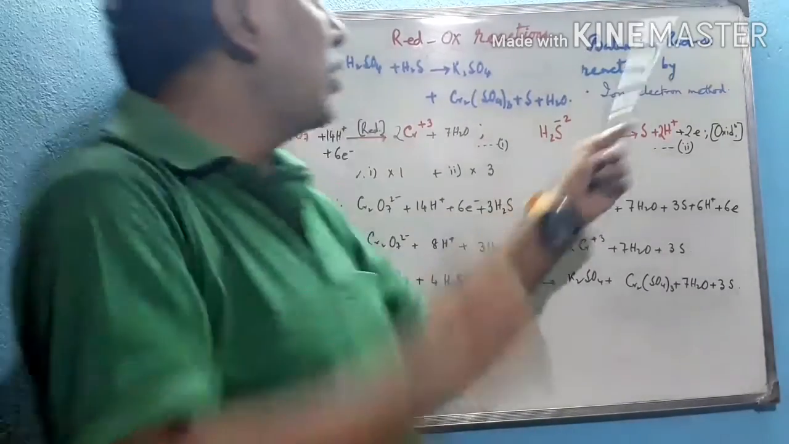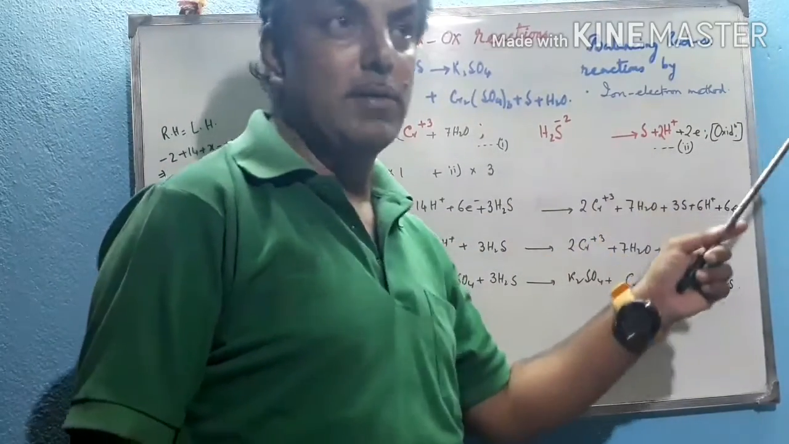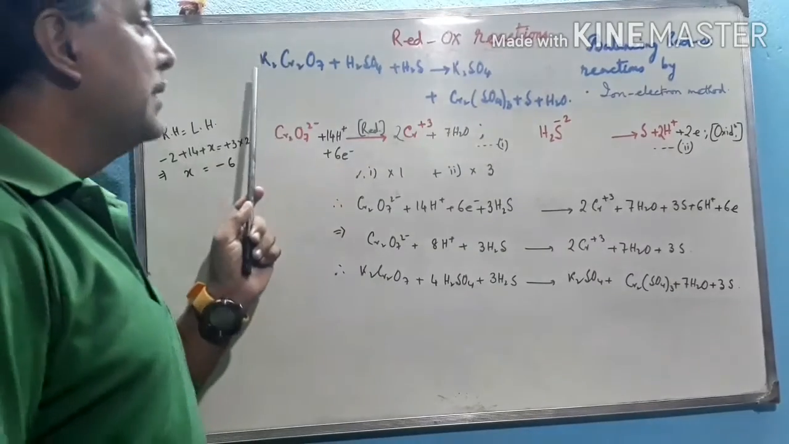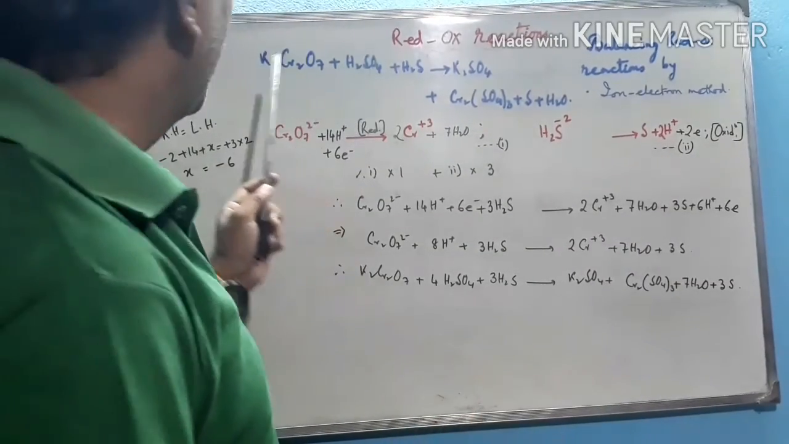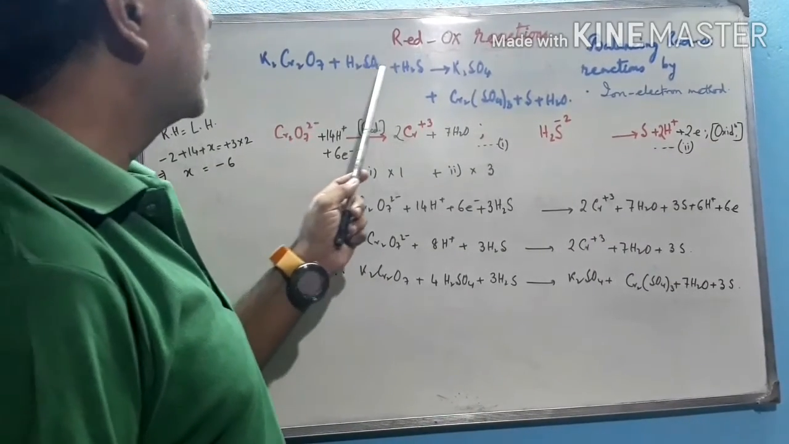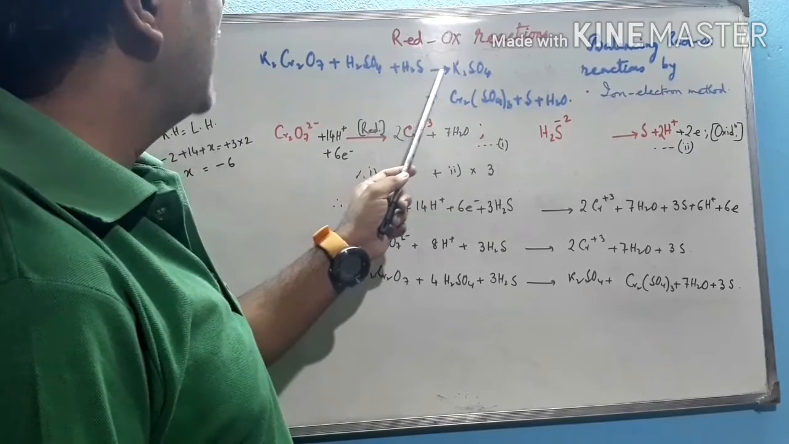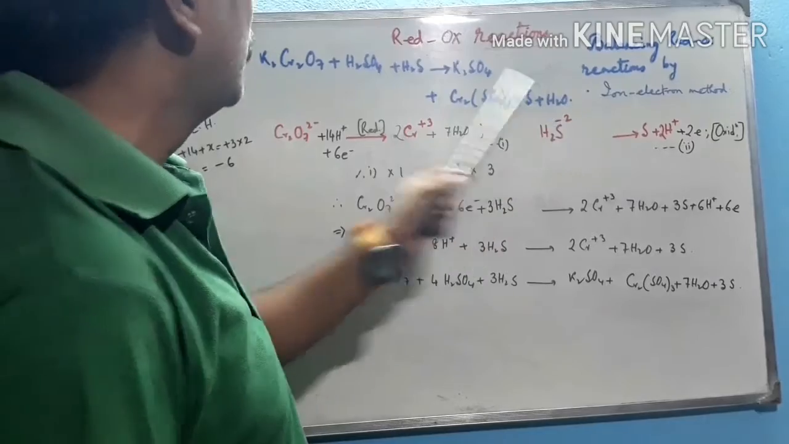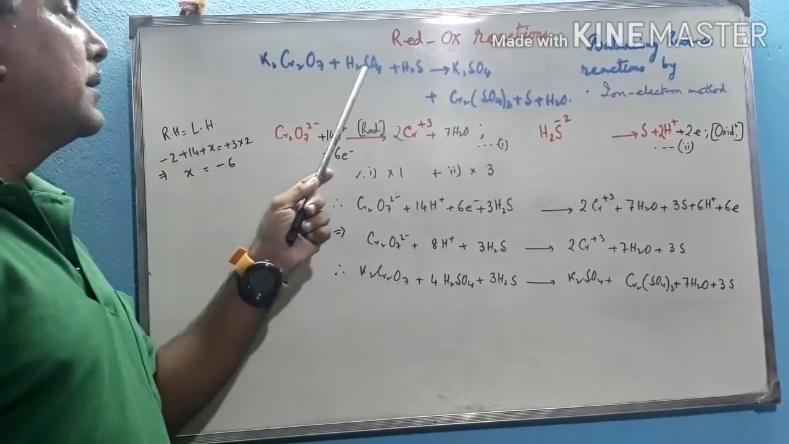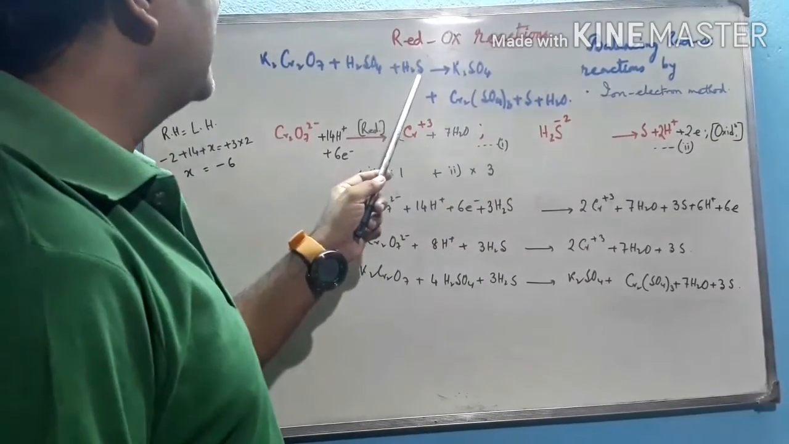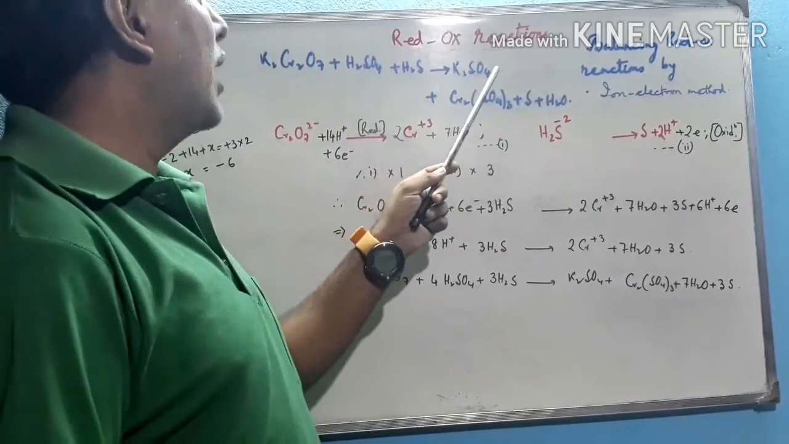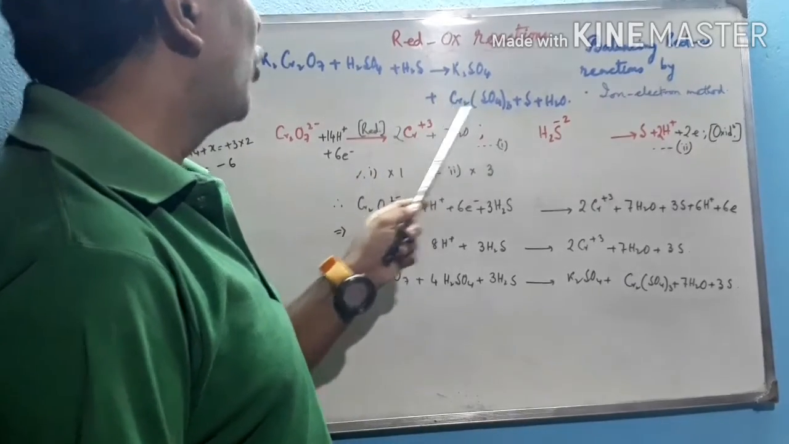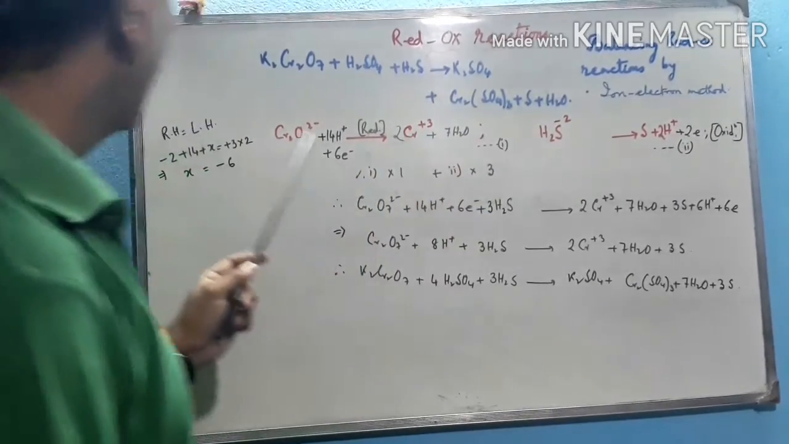Now balancing redox reactions by the ion electron method. The second method is the ion electron method. See this, first I am giving an example: K2Cr2O7 plus H2SO4 plus H2S, arrow, K2SO4 plus Cr2(SO4)3 plus S plus H2O. Potassium dichromate, sulfuric acid, hydrogen sulfide; the products are potassium sulfate, chromic sulfate, sulfur and H2O.